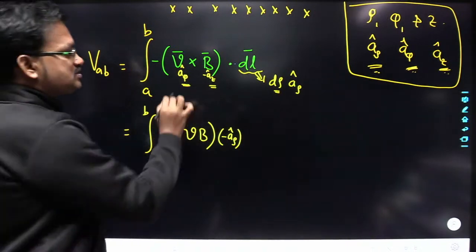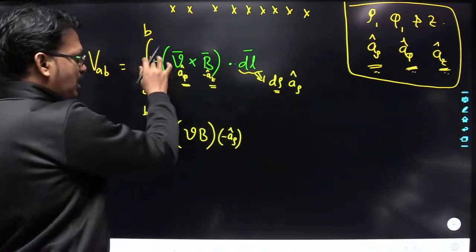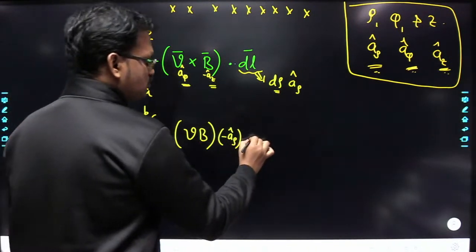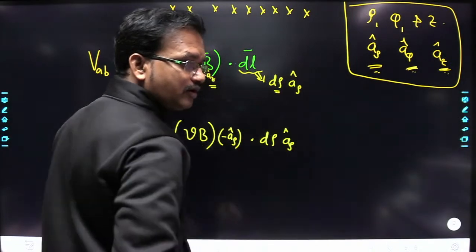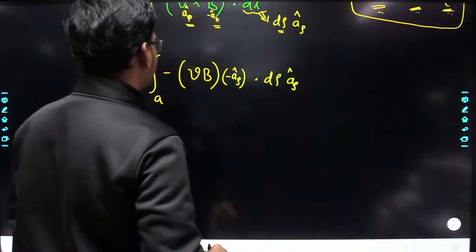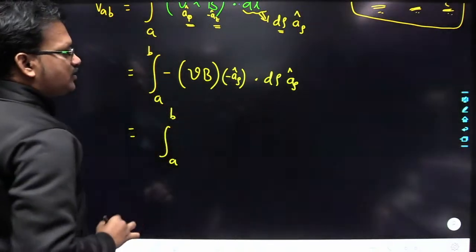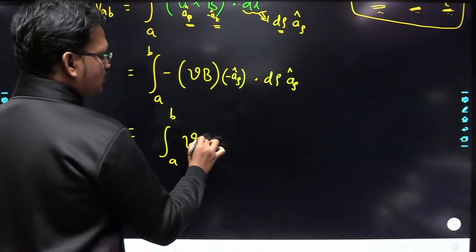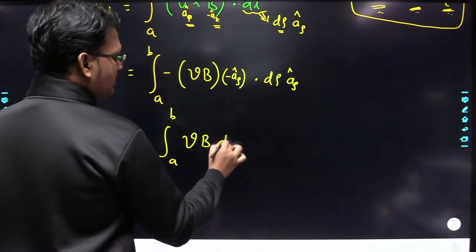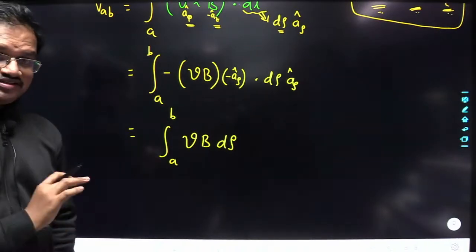A phi cap cross AZ cap will be aero cap. Here minus is present, so minus aero cap. Already here minus is present. So dot d rho aero cap. Okay. Now see here, integral A to B. Here minus into minus will become plus. So V into B into d rho. This is what we got here.